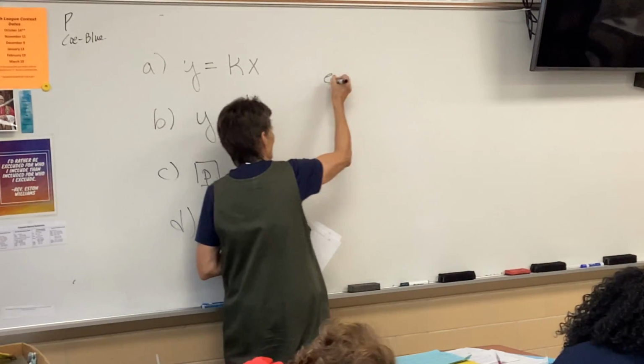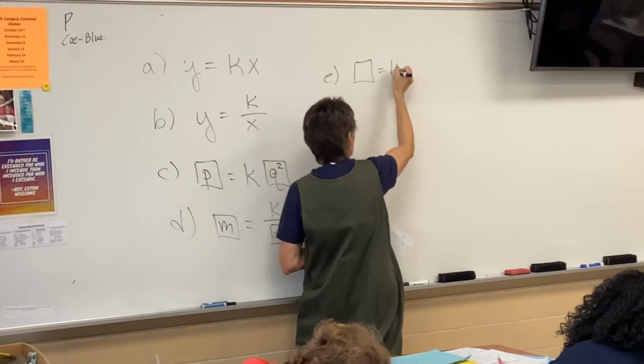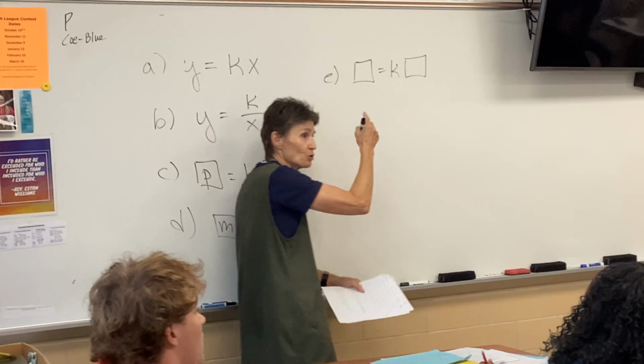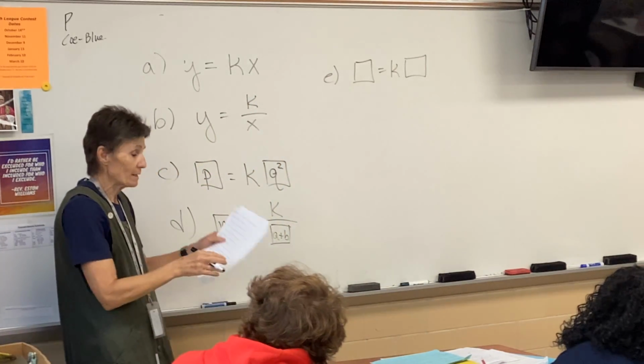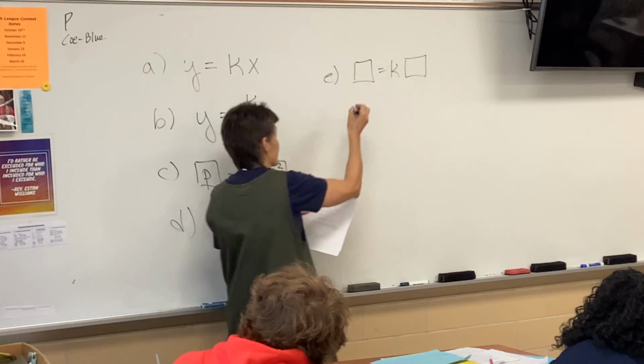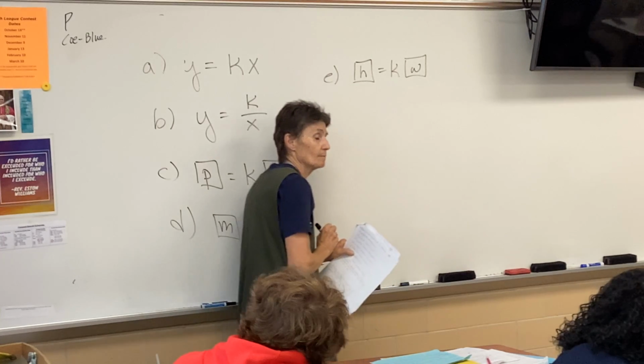E is a direct. So direct says something equals k times something. That is your direct variation setup. So what is it this time? Height varies directly as width.